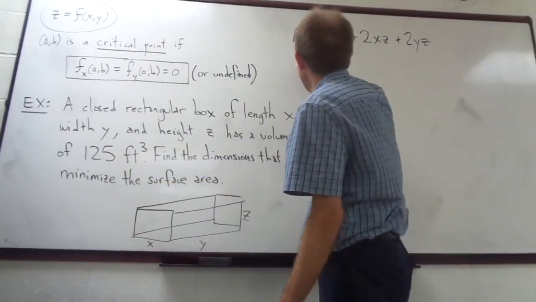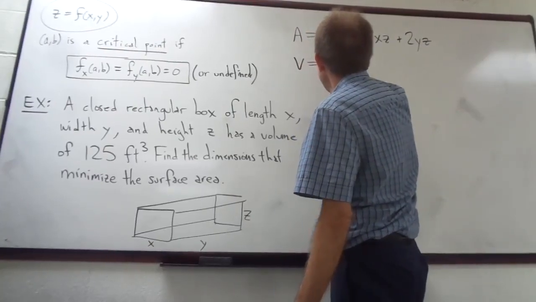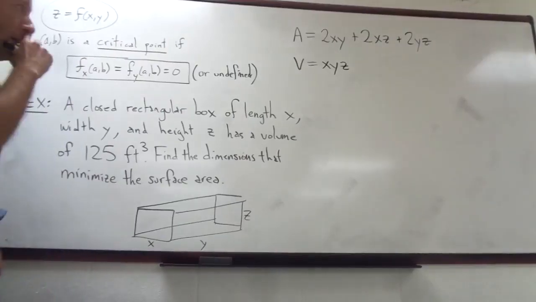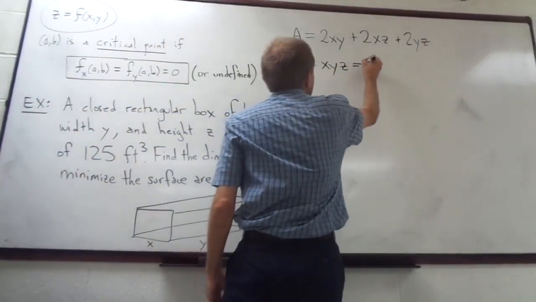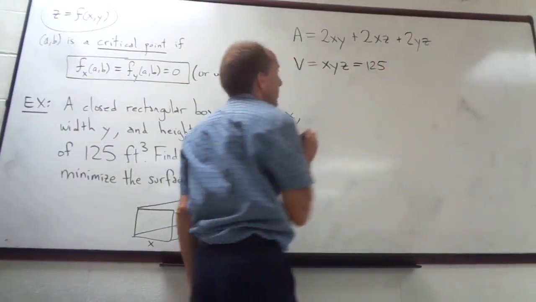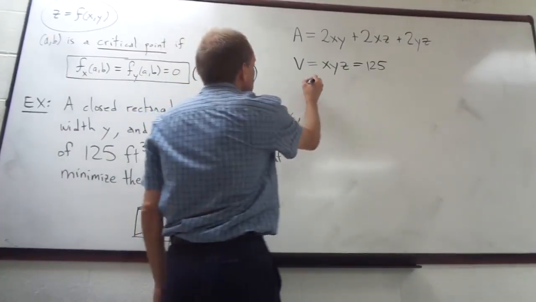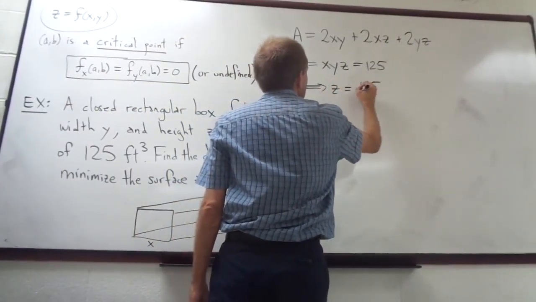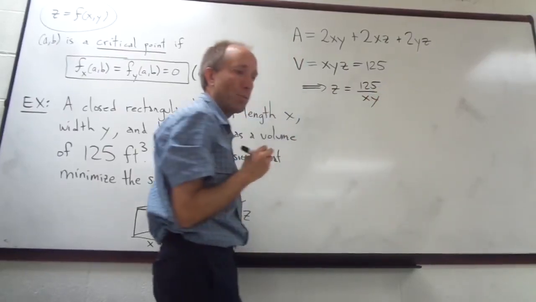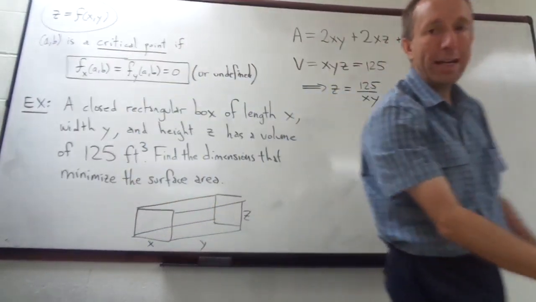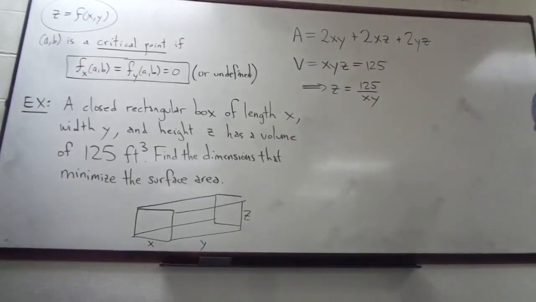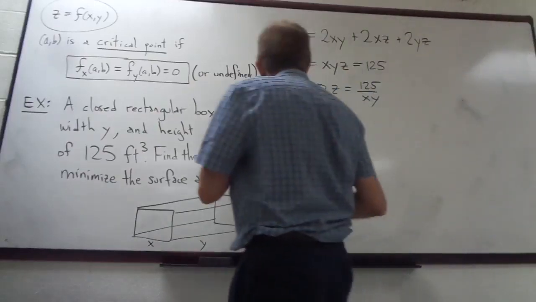The volume was given to us. Of course, the volume of a box is just the length times the width times the height, and we were given that volume as 125. If I now solve that for z, I will get z equals 125 divided by xy. And this is how I can go about eliminating the z from the problem.